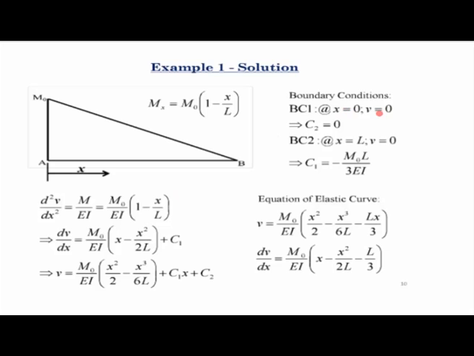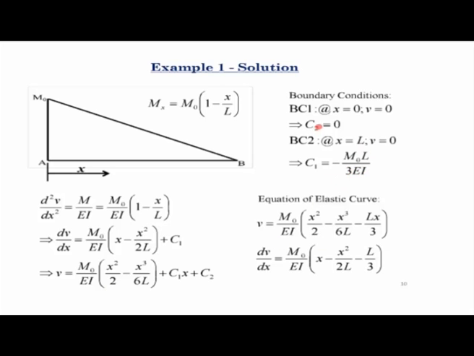So at x is equal to zero, the deflection, that is V, is equal to zero. If you put V equal to zero at x equal to zero in the last equation that you see here, you will get C2 is equal to zero. The second boundary condition for this beam was at the other end, that is at end B, the deflection is zero. So at x equal to L, V is equal to zero. If you come back to this equation, put x equal to L on the right hand side and V equal to zero, and solve it, you will get C1 is equal to minus M0L over 3EI.